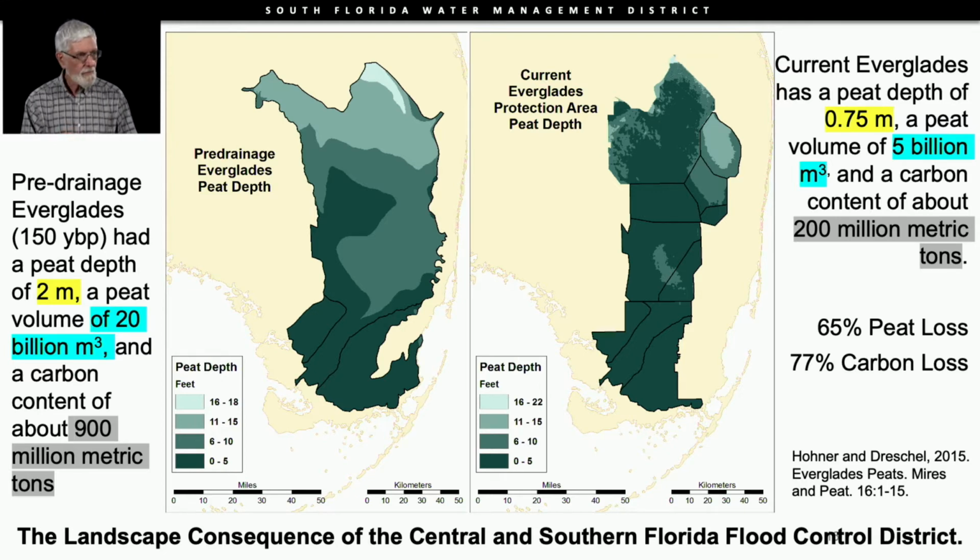And the numbers on each side of this figure are quite remarkable as well. You're looking at average peat depths historically of 2 meters, but now we're at 0.75. We see that the peat volume is significantly reduced. And what's actually interesting is that the 900 million cubic tons of carbon that existed in this system has now been reduced by 77%. So the Everglades, at a large landscape scale, became a system that's releasing carbon rather than sequestering carbon.